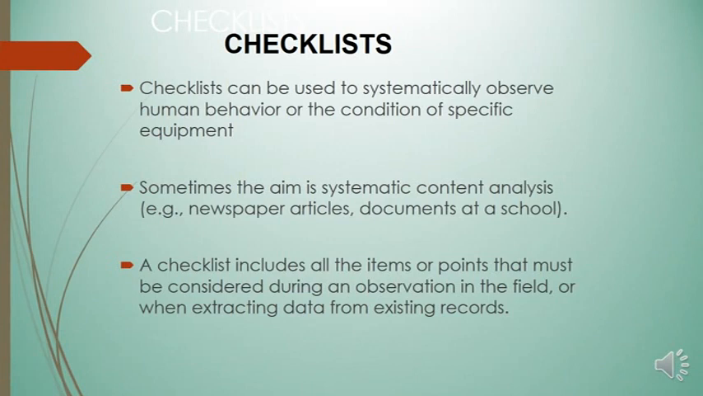Now let's talk about checklists, which is another technique. Checklists can be used to systematically observe human behavior or the condition of specific equipment. Sometimes the aim is systematic content analysis when we are observing, for example, newspaper articles, documents at a school, etc. A checklist includes all the items or points that must be considered during an observation in the field or when extracting data from existing records.